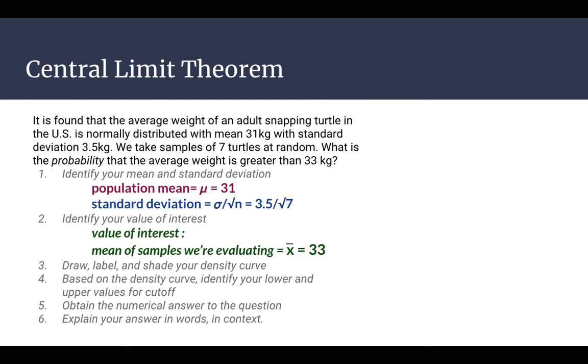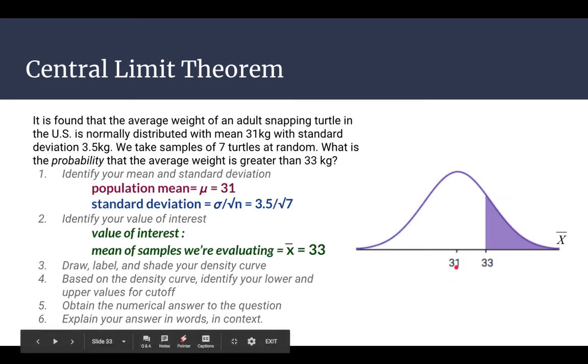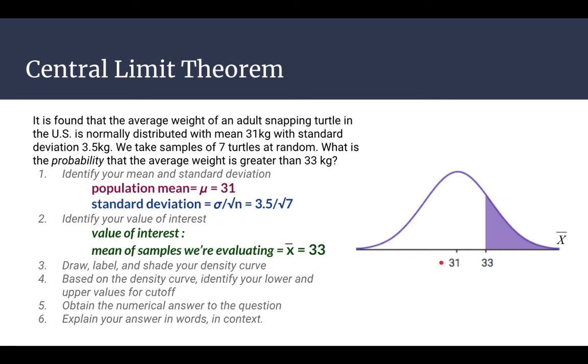Now I have to draw, label, and shade my density curve. I would expect my density curve to look like this. Remember that in the middle of your density curve is always going to be your population mean, and since we are talking about the central limit theorem, my population mean is going to go in the middle. My value of interest is going to be 33, and then remember that we start shading the density curve in the direction of the value of interest. So we are looking for the probability that the average weight is going to be greater than 33, which means we are going to shade to the right of the value of 33, where in this particular case, my x-axis is x bar.